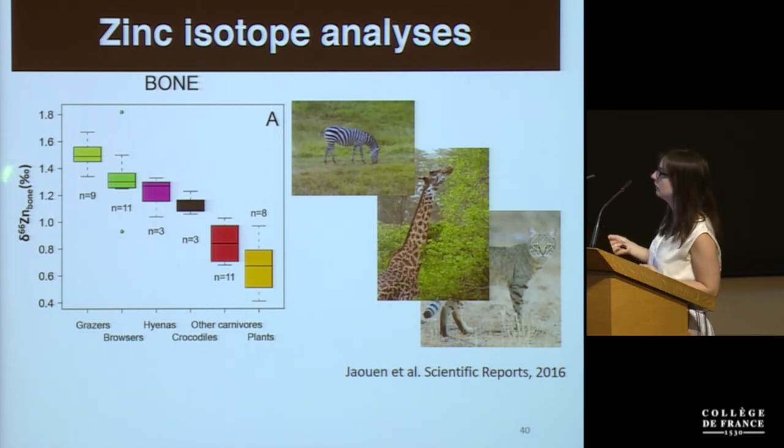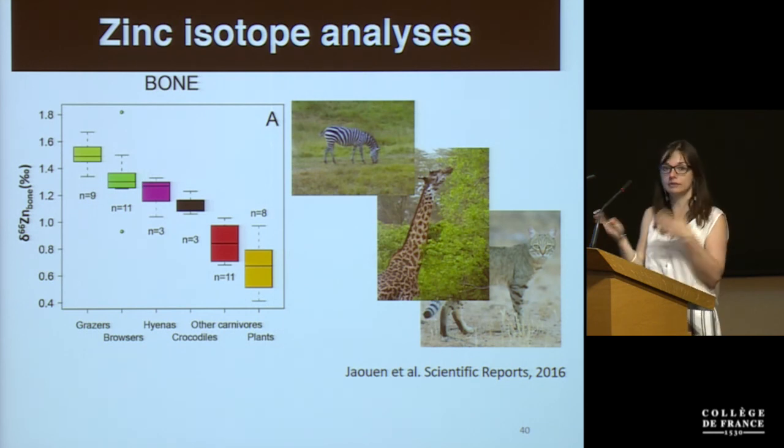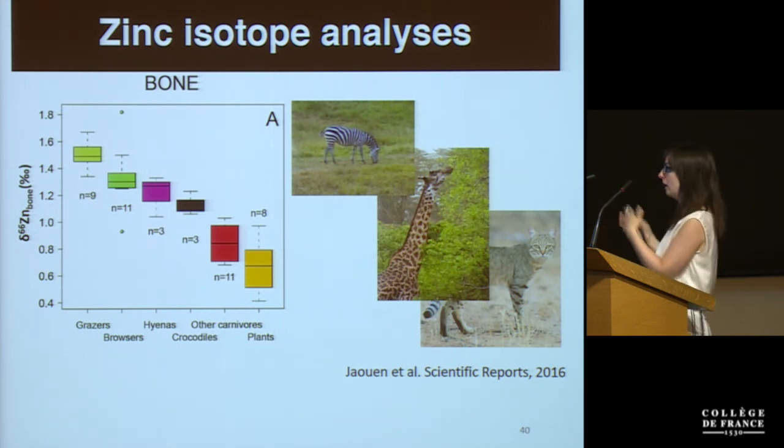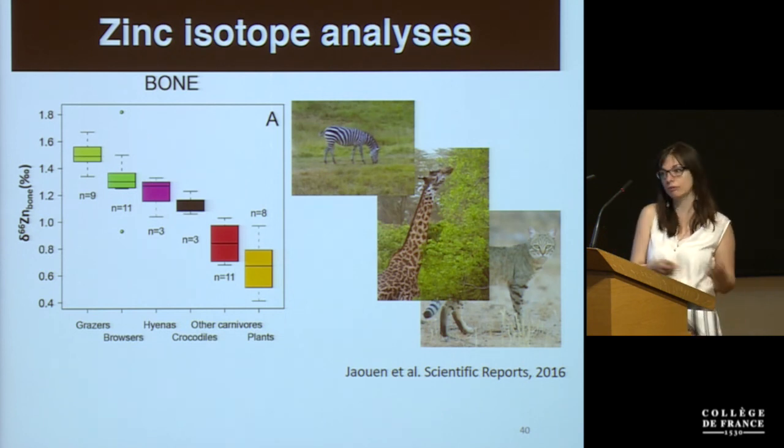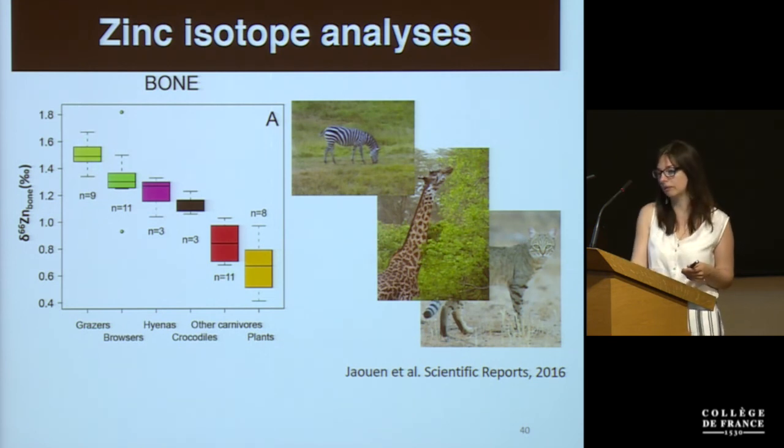So you see here the zinc isotopes, also expressed with the delta notation, and differences between carnivores that are here and grazers and browsers. So it's interesting because you could see a difference between animals living in forests and animals living in savannas with these zinc isotope ratios. And you also have information on the trophic level because the herbivores are here with the most elevated values and the carnivores have the lowest values.